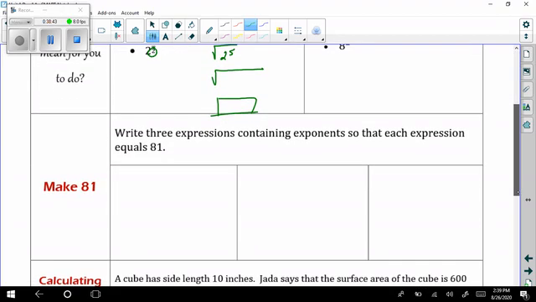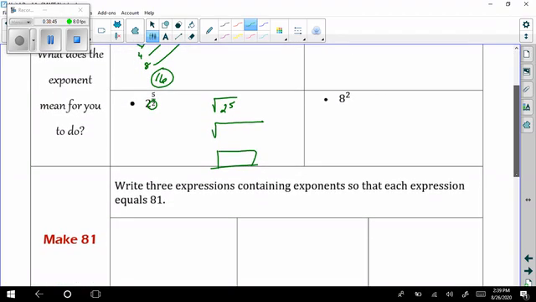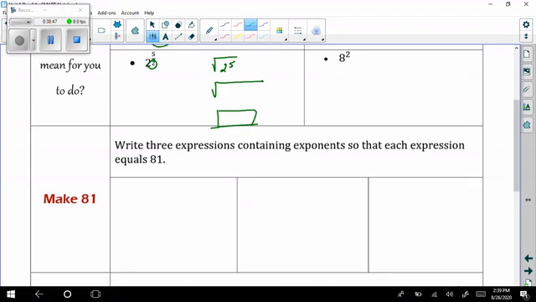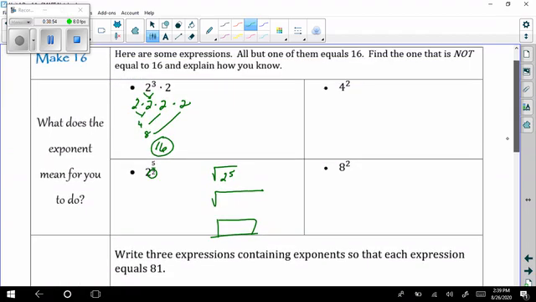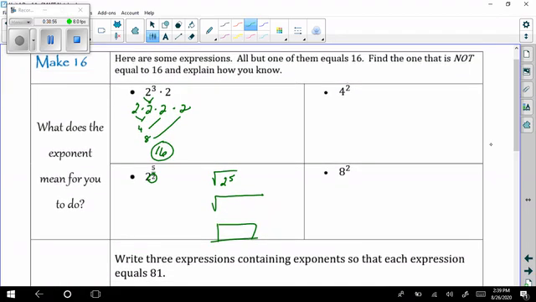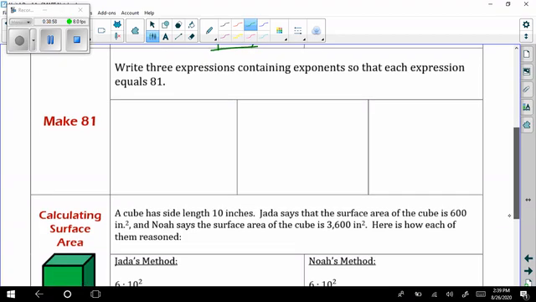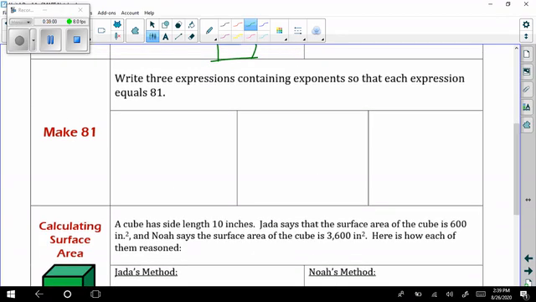All right. The next part is I want you to write 3 expressions containing exponents so that each expression equals 81. So you have to get some combination of numbers with exponents to get me 81. Give me 3 expressions on your own. Show it in your Pear Deck, please.